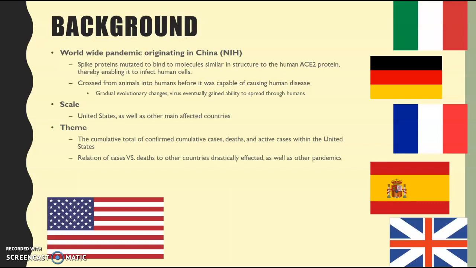The scale that I worked with for my final project was mainly the United States, but I also pulled in other countries that are mainly affected, such as Italy, Germany, France, Spain, and the UK. And the theme was that I wanted to look at the total of cumulative confirmed cases, deaths, and also active cases within the US. I then wanted to relate this case versus death ratio to other countries drastically affected, as well as other historical pandemics.